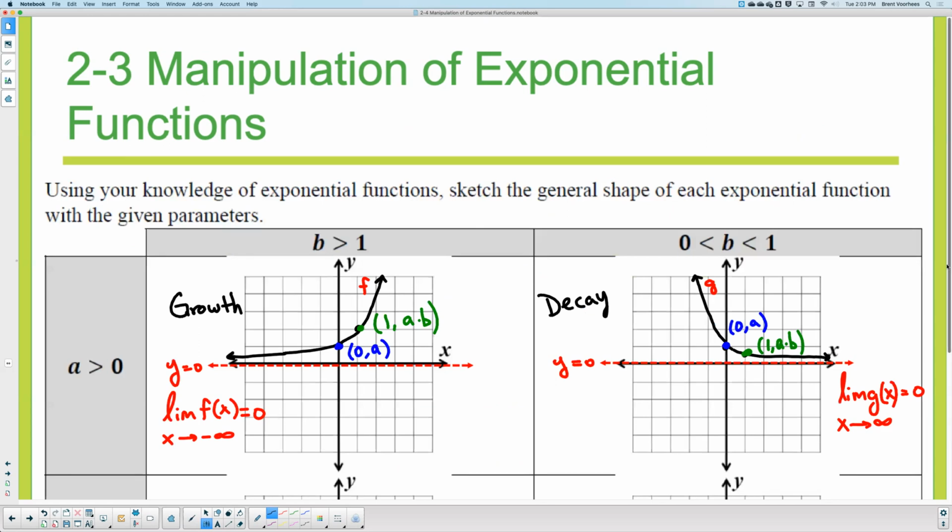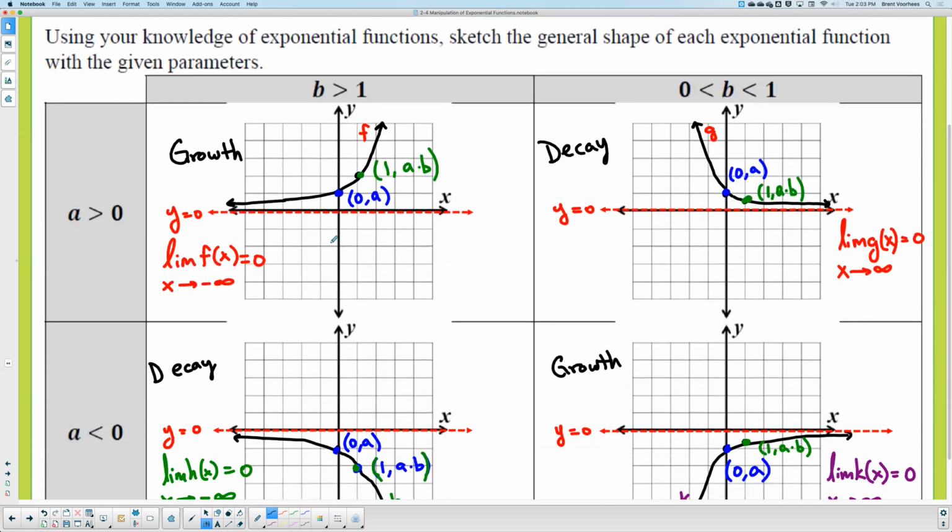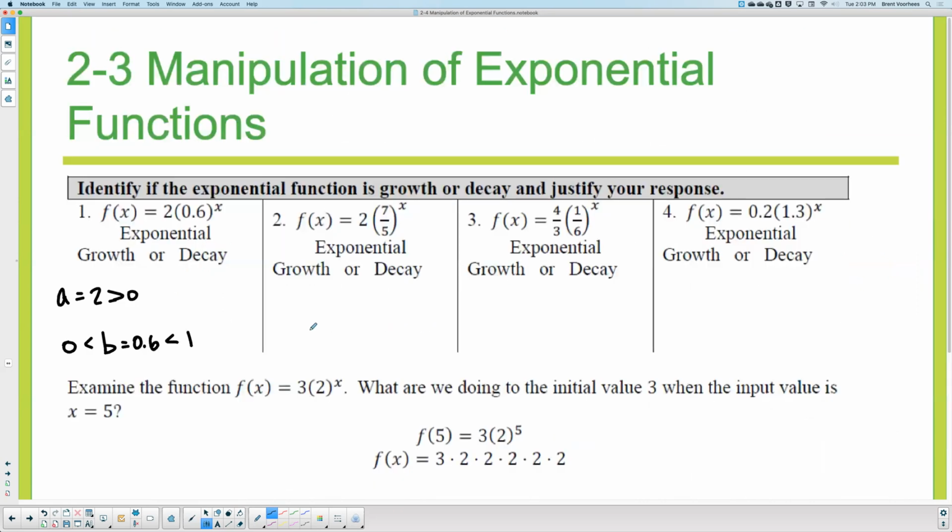Which square was that? Top left, top right, bottom left, bottom right. Which one has A being greater than 0, B being between 0 and 1? Top right, it's this one. So what will we call that? Decay. This is decay. This is the justification right there.